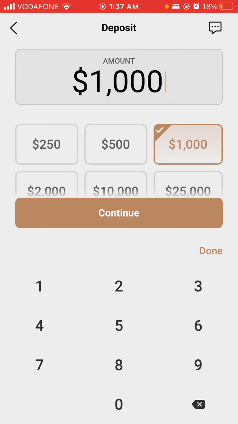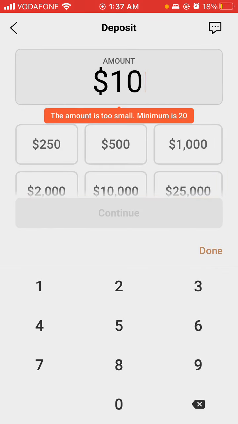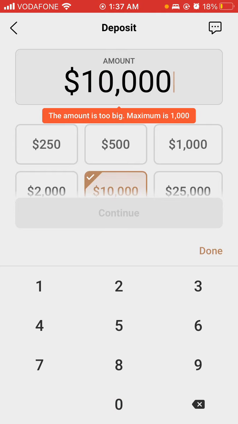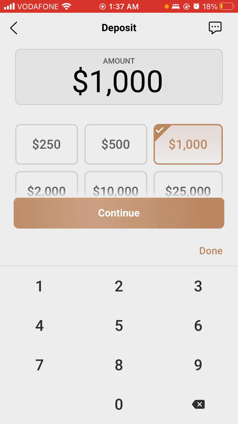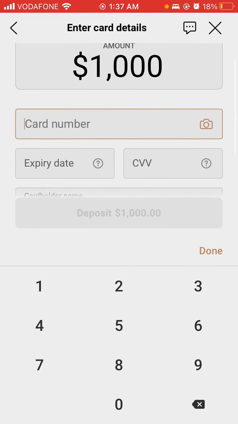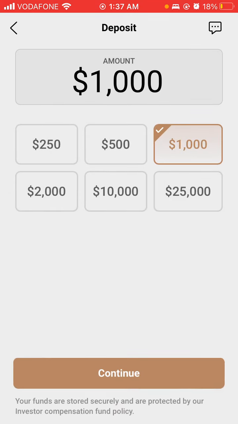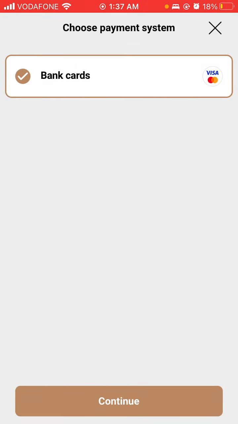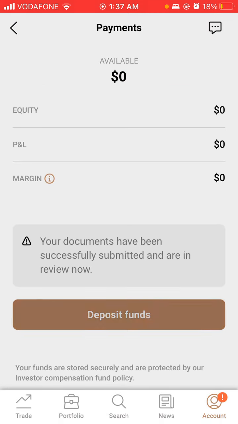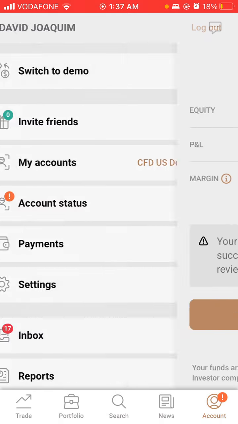So you just click on the amounts. The minimum deposit on capital.com is $20. The maximum, I think, is $1,000. So that's just the way it is. You press continue and input your card details and everything. So that's basically the basic things you need to know.